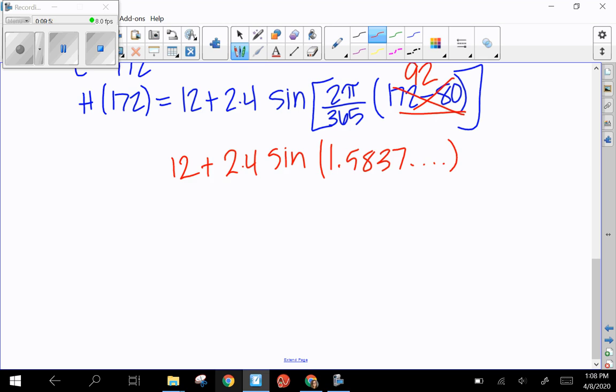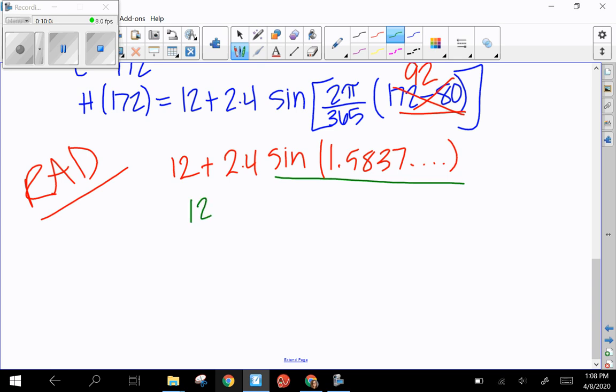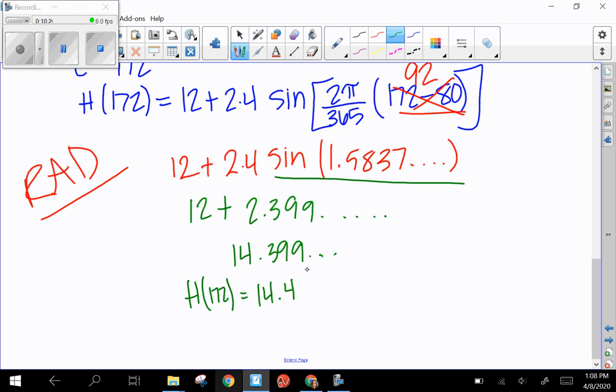Okay, next you want to make sure your calculator's in radian mode. And plug and chug here. Next, I would take the sine of that answer. Then I'm going to multiply that by 2.4. And when I did that, I got about 2.399, etc. Next, I'm going to add those together, so that's 14.399, etc. They asked us to round to the tenths place, so 14.4 is the value of H of 172. So at the summer solstice, we have about 14.4 hours of daylight.